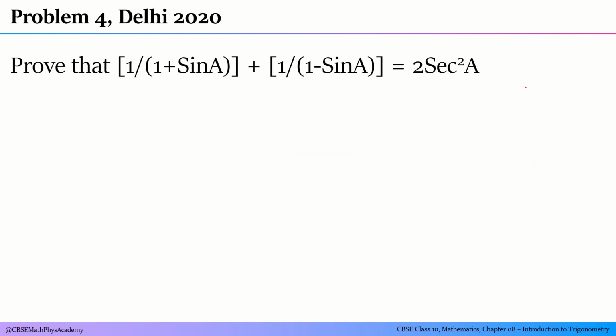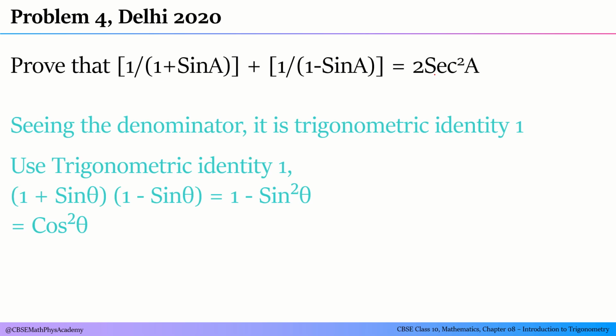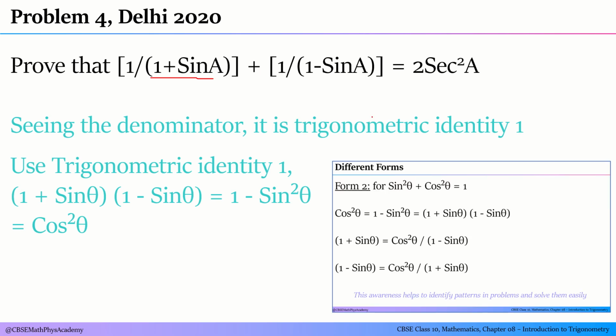So problem number 4. It is saying prove that 1 by (1 plus sine A) plus 1 by (1 minus sine A) is equal to 2 secant square A. See, when you see the denominator, you have again the trigonometric identity 1, one of the forms: (1 plus sine theta) into (1 minus sine theta) is equal to cos square theta. In the denominators you have 1 plus sine A and 1 minus sine A. When you try to add, you end up multiplying both, and thus you have an opportunity to apply the trigonometric identity 1.